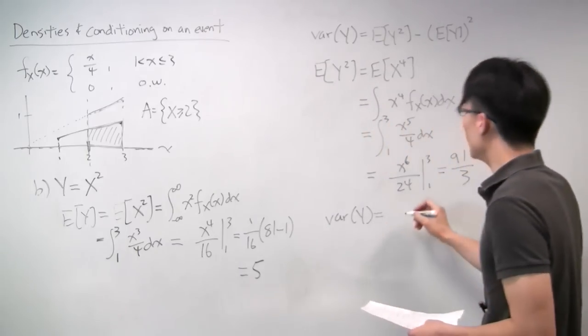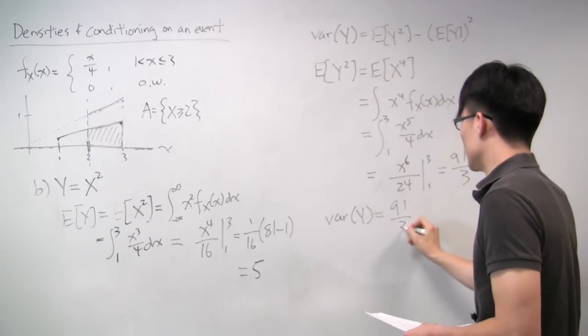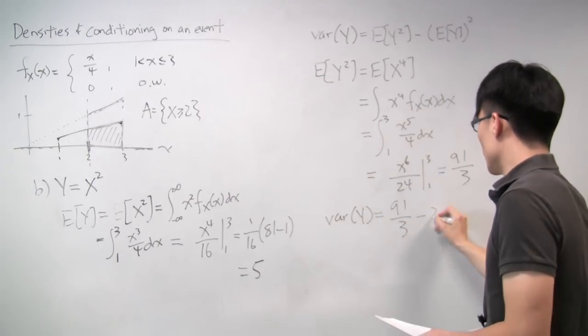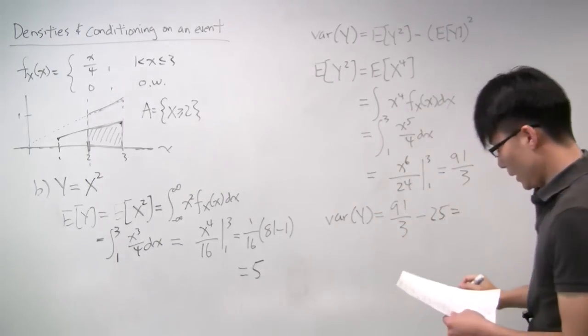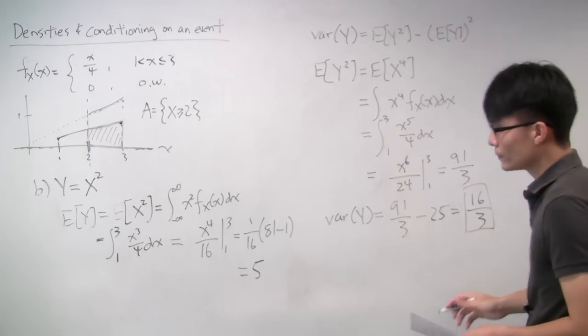So the last part now is just combining the pieces. The variance of y now is just expectation of y squared, which is 91 over 3, minus expectation of y quantity squared, which is 5 squared, which is 25. And that gives you 16 over 3 as your final answer.